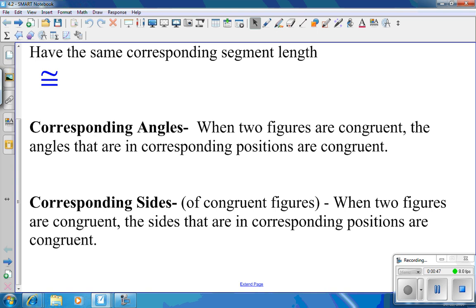Corresponding angles, when two figures are congruent, the angles that are in the corresponding positions must be congruent also. Same with the sides. The corresponding sides need to be congruent with each other. Now, realize figures can be rotated and flipped around, but the corresponding sides have to match up, and we'll talk about that more specifically just in a second.